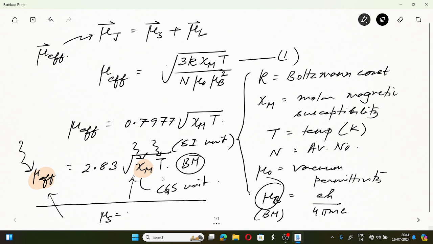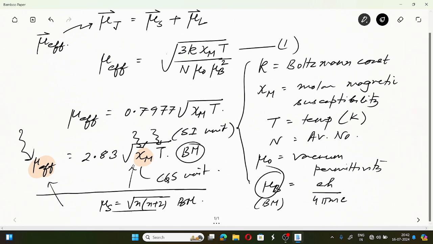you know that mu s is given by root of n into n plus 2 Bohr magneton, where n is the number of unpaired electrons. And if you approximate, so if you know the number of unpaired electrons, you should be able to find out the value of S. Now, once you find out the value of S, and if we just assume that mu s equals mu effective, we can find out the molar magnetic susceptibility. They can give you this kind of problem too, giving the number of unpaired electrons, okay?